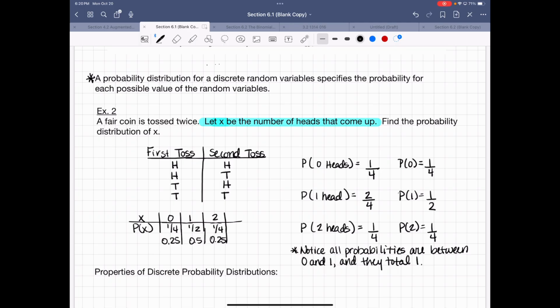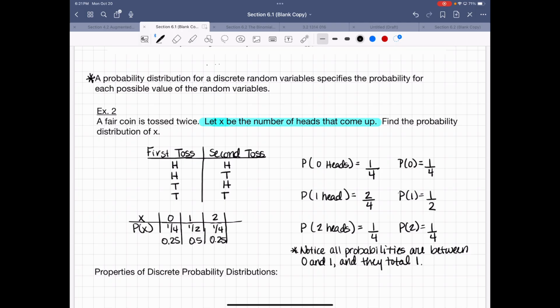So it says let X be the number of heads that come up. Why did we find the probability of 0 heads then? Because that is the probability of no heads. That is still a number of heads. 0 heads is no heads. I know it seems silly.